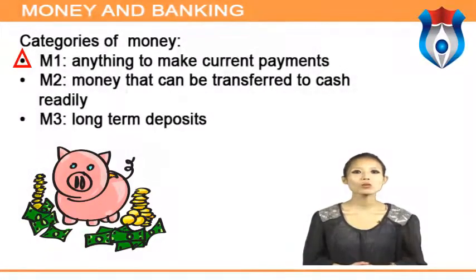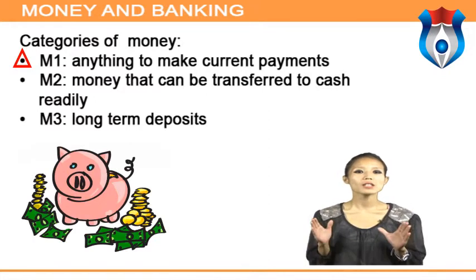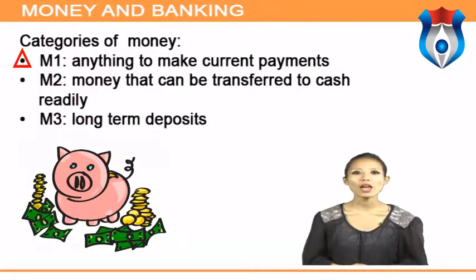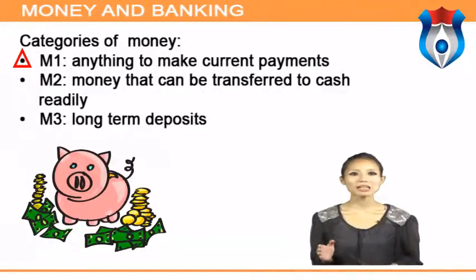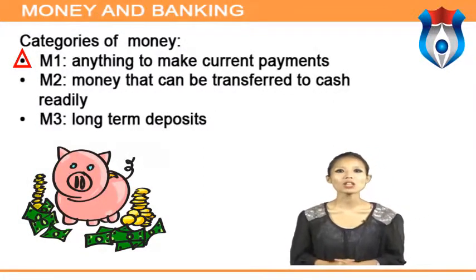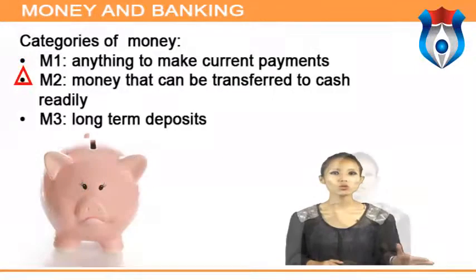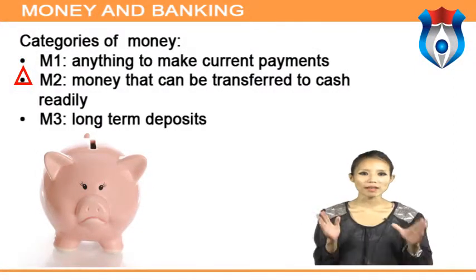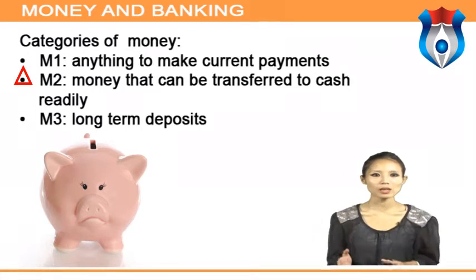M1. This category of money includes all physical denominations of coins and currency, demand deposits, which are checking accounts and NOW accounts, and travelers' checks. This category of money is the narrowest of the three and can be better visualized as the money used to make payments.